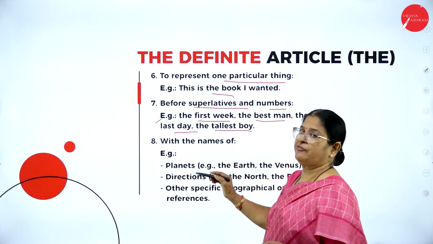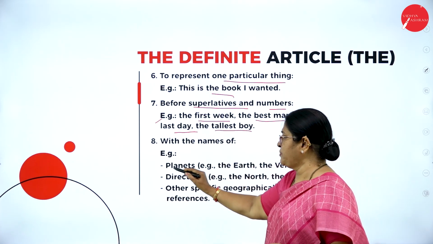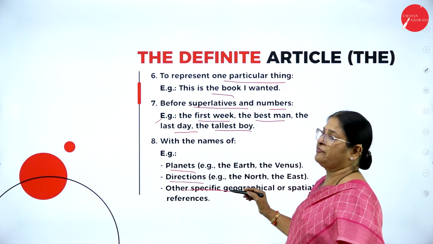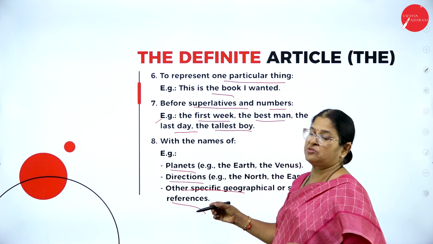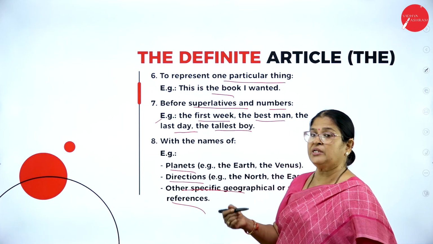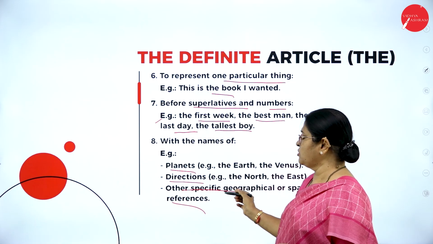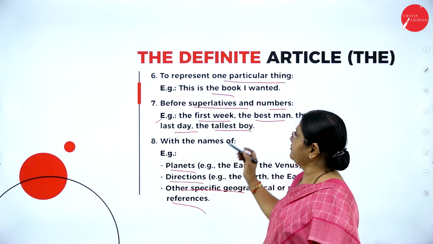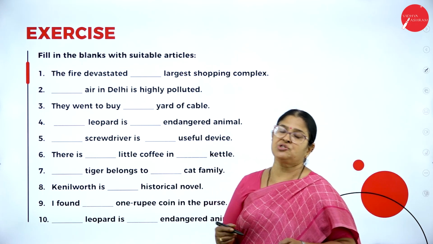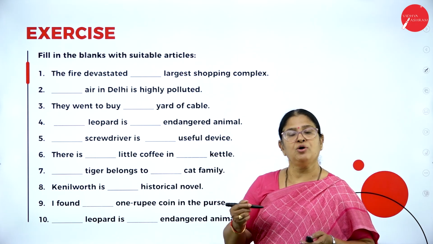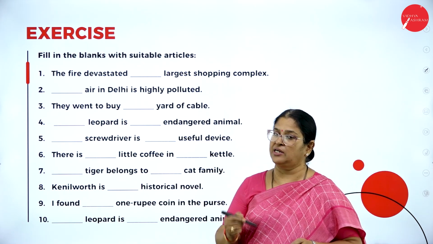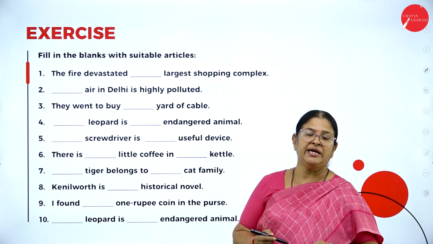With the names of, for example, planets or directions or other specific geographical or spatial references. For example, the Gulf, the sea, the ocean, the Netherlands. So when we use specific geographical references, at that point of time also we'll be using the definite article. So hope you all have understood what are articles and what are the definite article and the indefinite article. The definite article is the; the indefinite article is a or an.